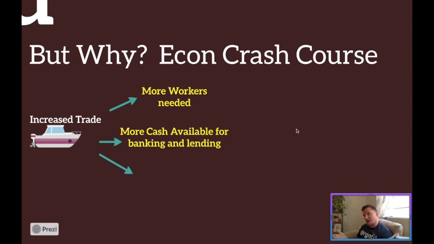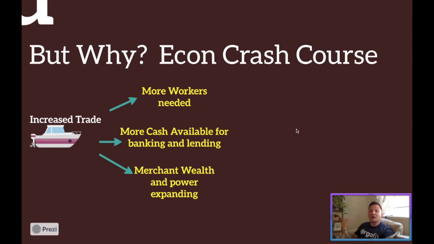What do banks do with your money once they have it? They lend it out to other people, okay? They use it. So you now have more cash available for banking and lending. And you also have merchant wealth and power expanding very quickly, because they're the ones bringing in all these goods.